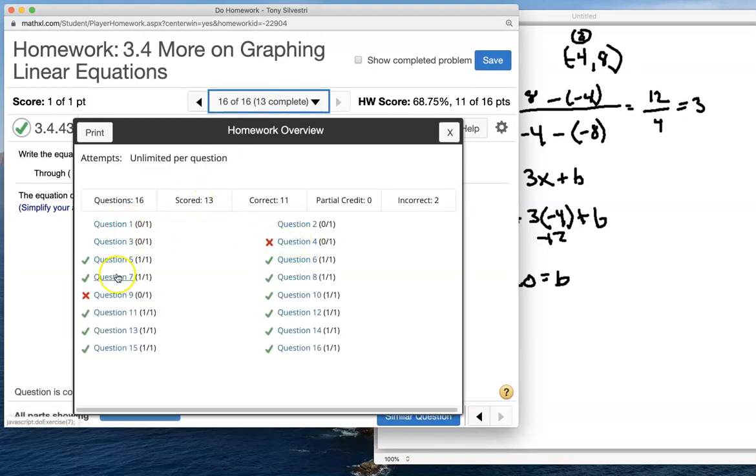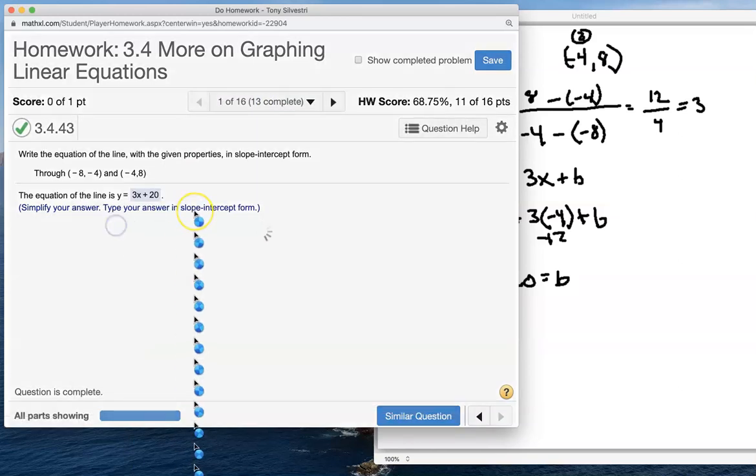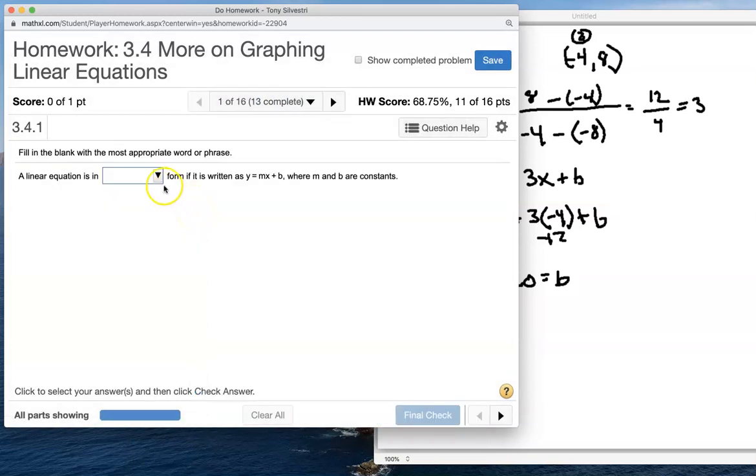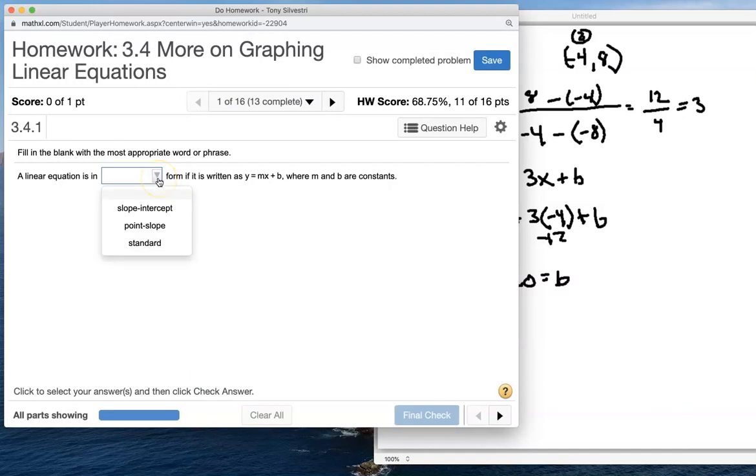Otherwise, oh, those were right. Don't worry about that. A linear equation. Oh, you can't get this one wrong. You've got three ways to get this. Okay, but we'll get it the first way.